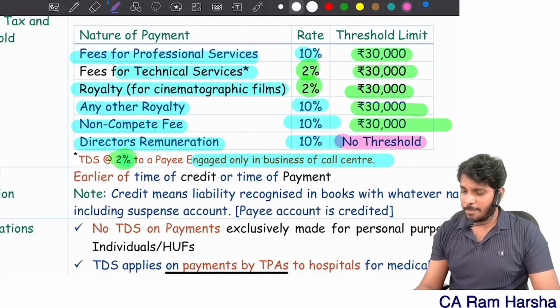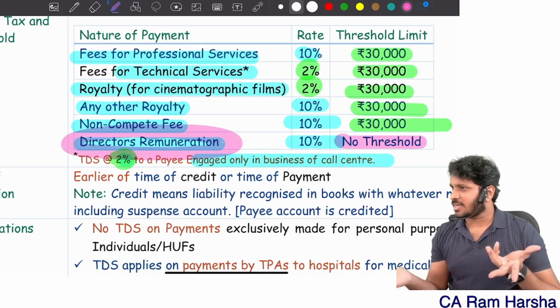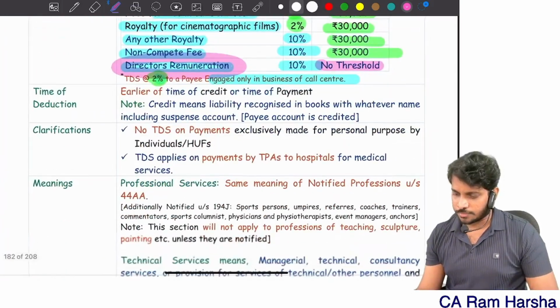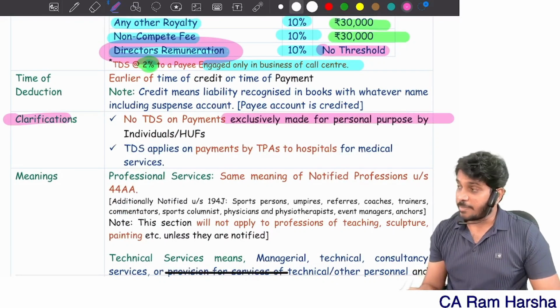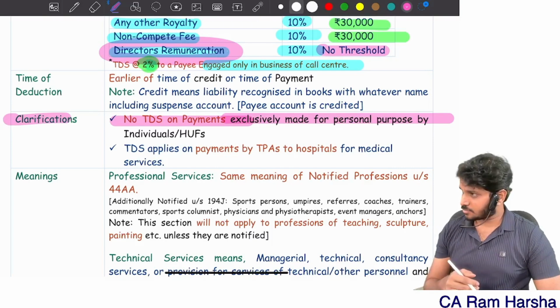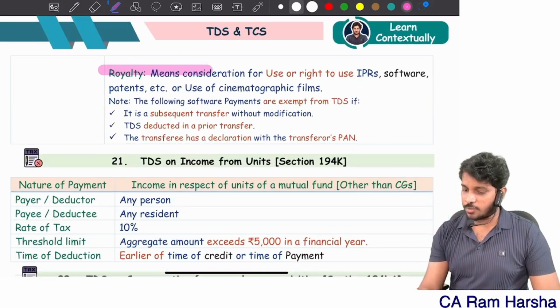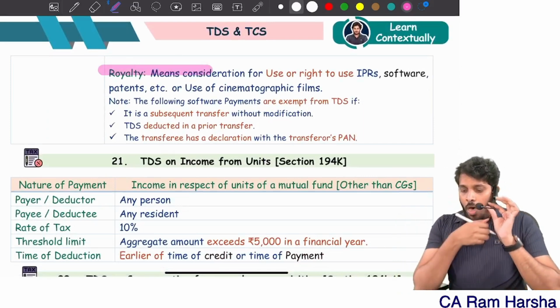Able to understand? By the way, director remuneration means what? Director sitting fee. Yes or no? Now again, if you are paying for personal purposes, professional fee, technical fee, all that, there is no TDS at all. Are you clear? So what is professional service? What is technical service? What is royalty? Everything is defined.